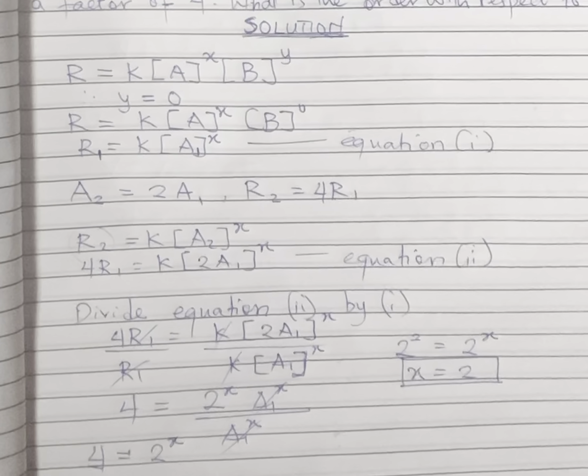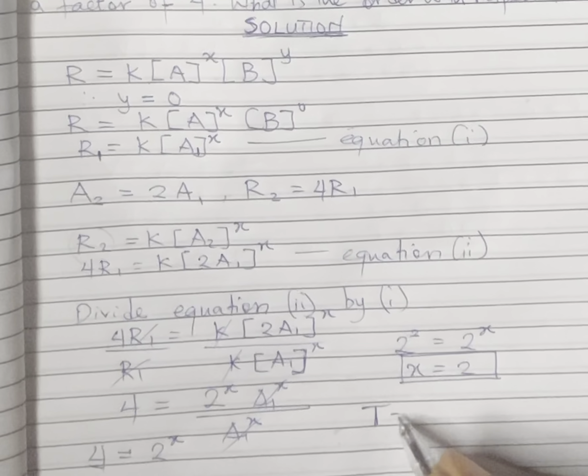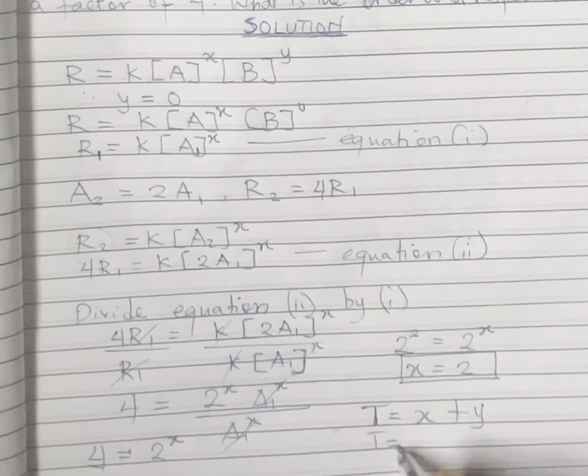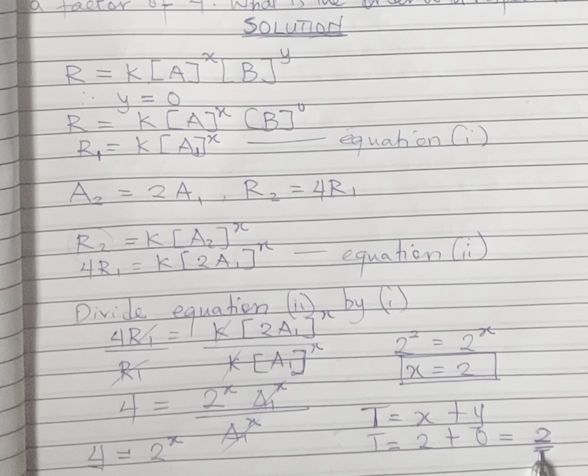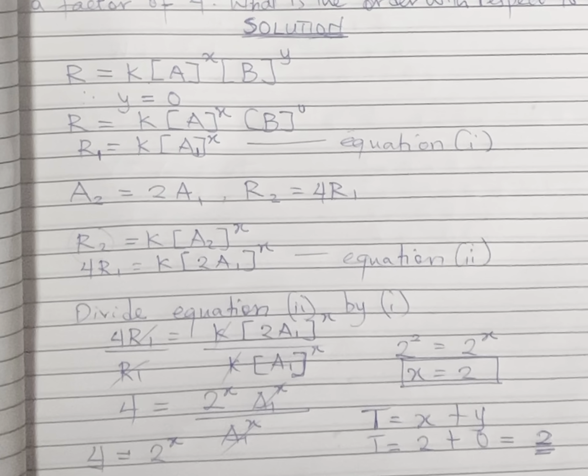So if I want to get the total order of the reaction, normally, the total order should be X plus Y. Okay? And now I'm having X equals 2, but Y is 0. So the total order of the reaction is 2. It simply means the rate of formation of C depends only on A, and the total order of the reaction is 2, which is second order of the reaction.